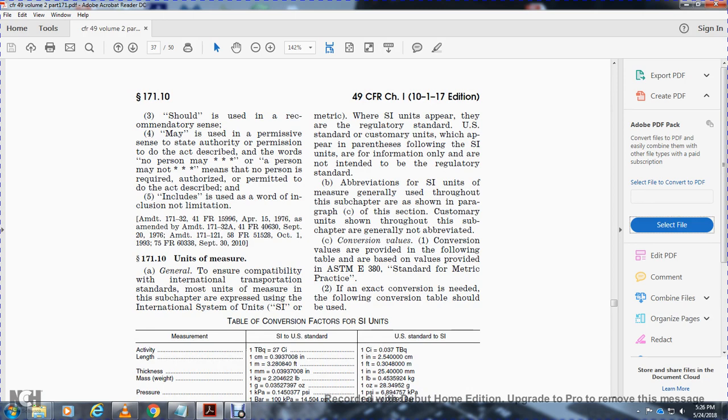171.10 Units of measurement, general. To ensure the capability and initial transportation standard, most of the measurements in this subchapter are expressed in the International System of Units, SI, standard units.